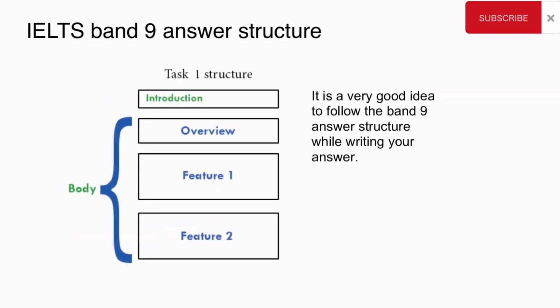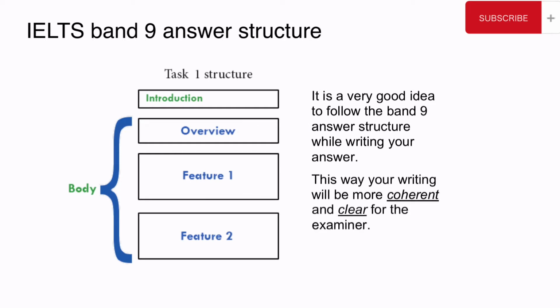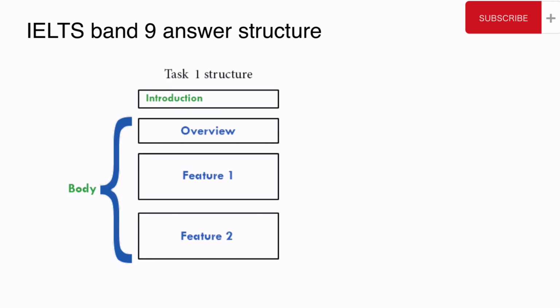It is a very good idea to follow the Band 9 answer structure while writing your answer. This way, your writing will be more coherent and clear for the examiner. So, let's study the Band 9 answer structure together. Your first paragraph is an introduction. In this paragraph, you should introduce your chart to the readers in 1 or 2 sentences.